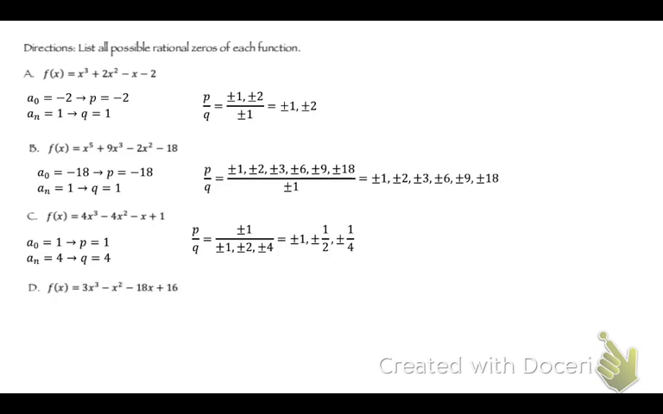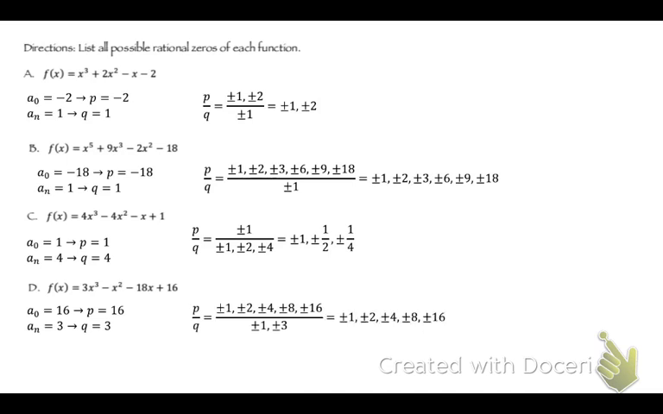Cool. Let's look at D. So we have 3x cubed minus x squared minus 18x plus 16. My a sub 0 is 16, a sub n equals 3. So p equals 16, q equals 3. The factors of 16: 1 and 16, 2 and 8, and then 4, because 4 times 4 is 16. Factors of q are just 1 and 3, and plus or minus for all of those.